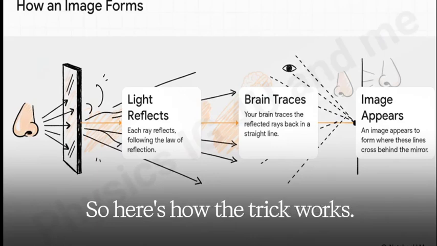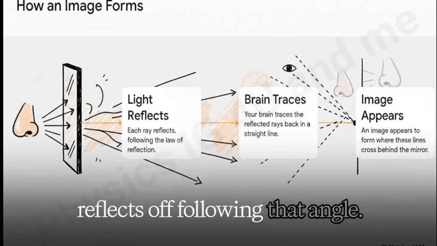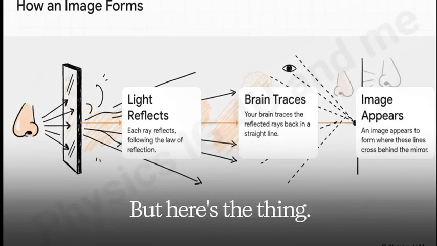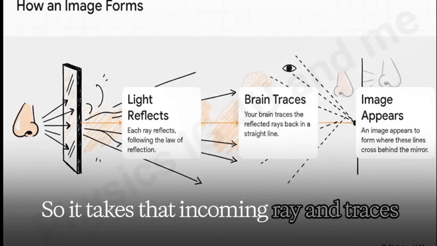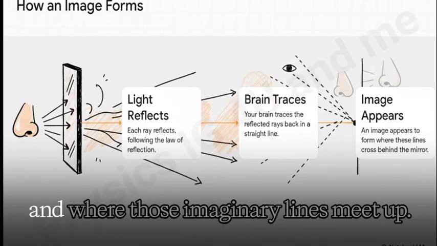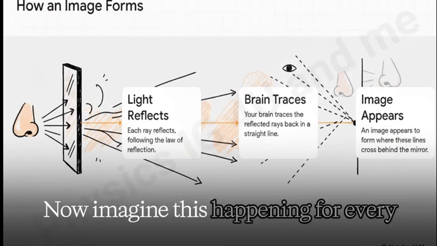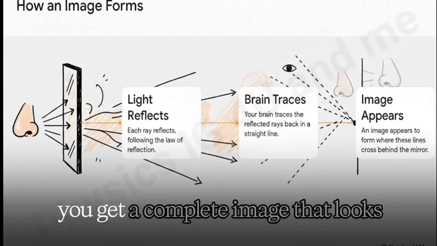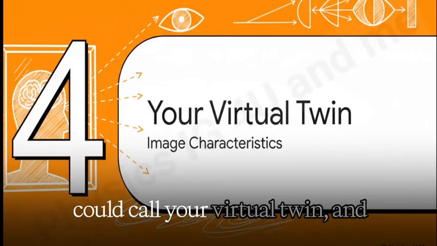So here's how the trick works. Let's say light bounces off the tip of your nose, hits the mirror, and then reflects off following that angle in equals angle out rule. Your eye catches that reflected ray. But here's the thing. Your brain is hardwired to assume that light always travels in a perfectly straight line. So it takes that incoming ray and traces it backwards in a straight line behind the mirror to where it thinks it came from. And where those imaginary lines meet up, well, that's where your brain decides your nose must be. Now imagine this happening for every single point in your body, all at once. Your brain pieces it all together and bam, you get a complete image that looks like it's floating there behind the glass. So this process creates what you could call your virtual twin.